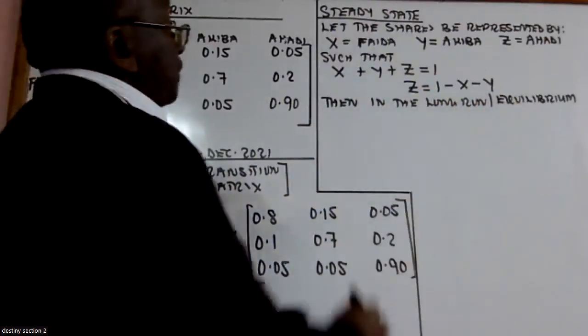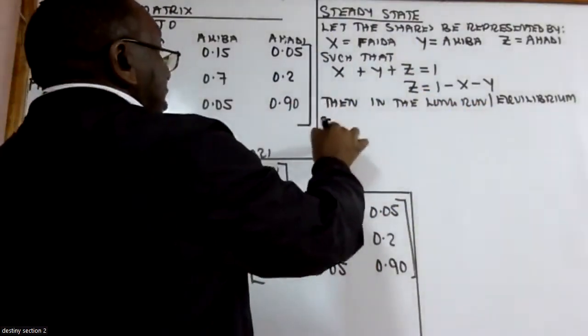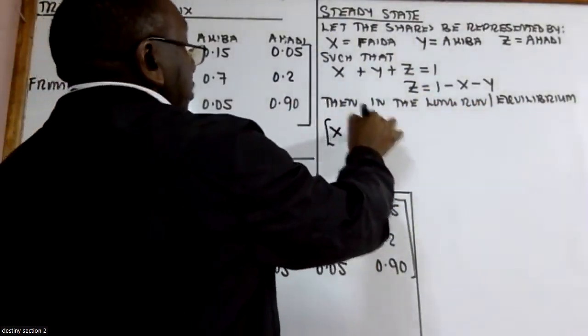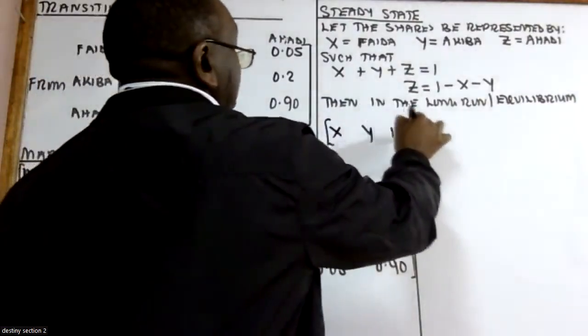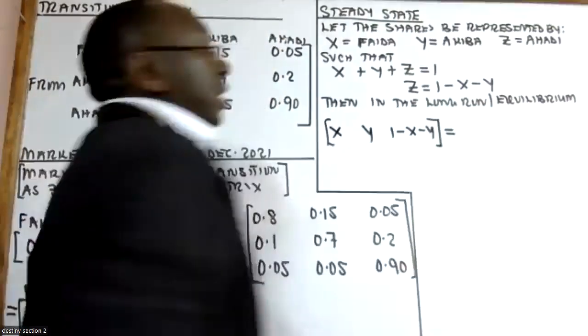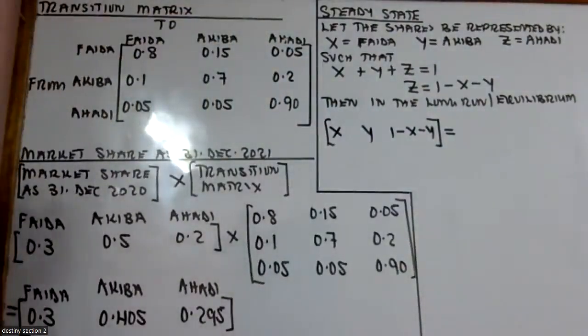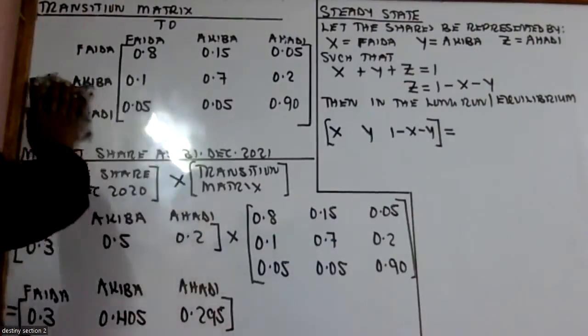Now, this will be x here. This will be y, and this will be 1 minus x minus y. Should be equal to... or let me clear here so that I don't struggle with my page.